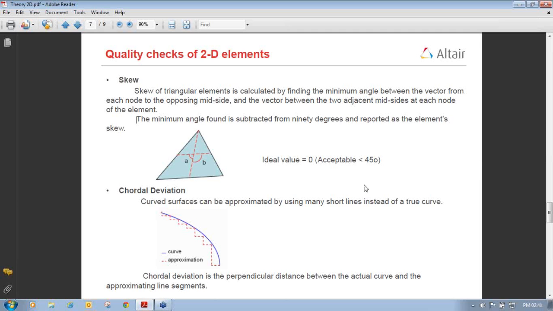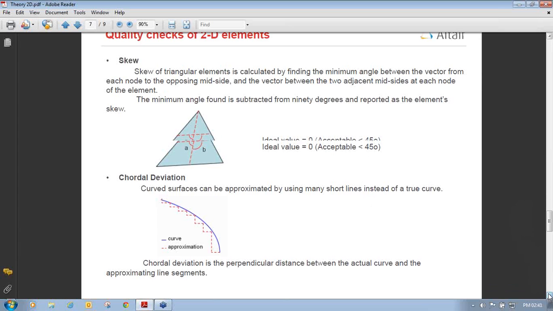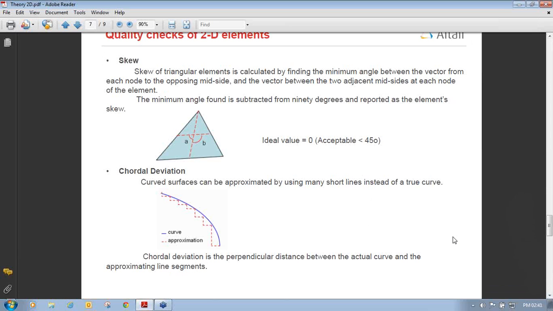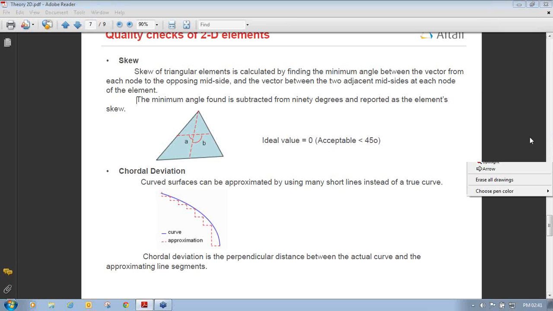Now we'll discuss another quality check available in 2D mesh, that is chordal deviation. Curved surfaces can be approximated by using many short lines instead of a true curve. So chordal deviation is a perpendicular distance between the actual curve and the approximating line segment. So the distance between actual curve and approximating line segment is known as chordal deviation.